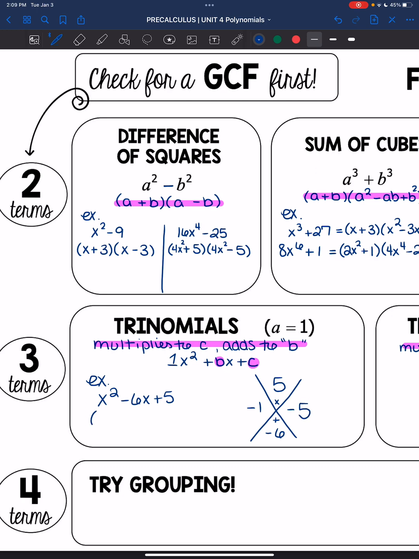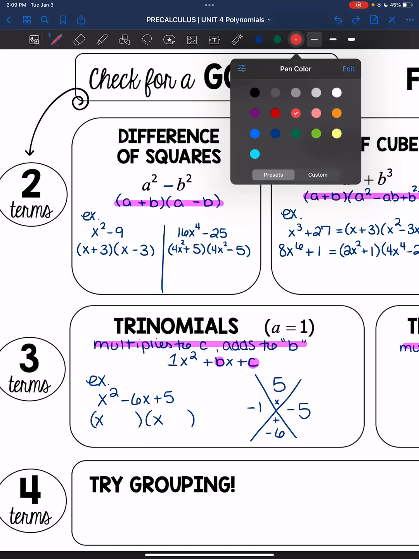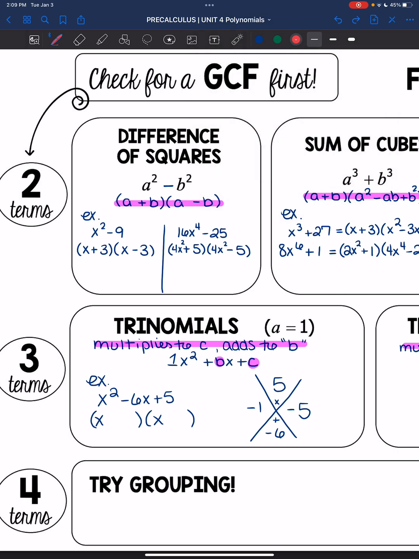And those, ladies and gentlemen, finish my factors. I know that both my factors are going to have to start with x, because that's the only way if I use distribution, right? Because x times x is the only way to get x squared. But now I've got the rest of it.